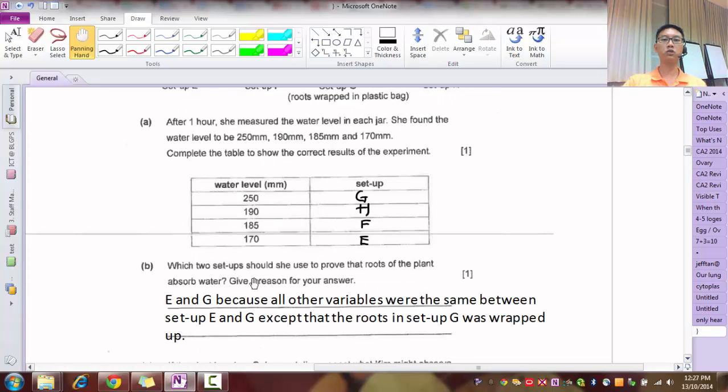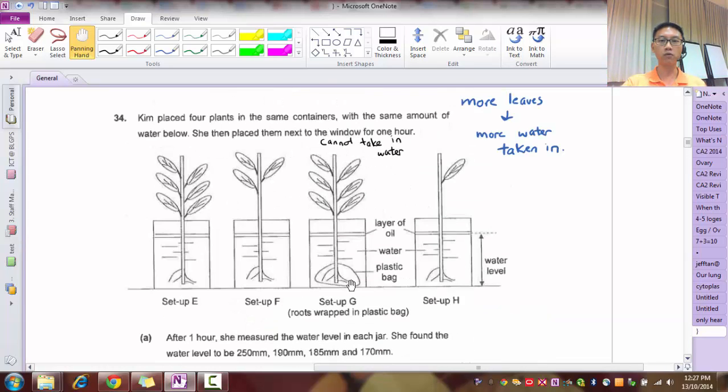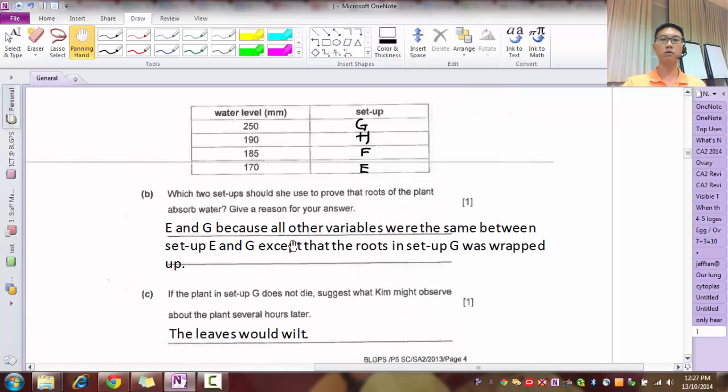Which two setups should she use to prove that roots absorb water? G definitely will be one of them, because it is wrapped in a plastic bag. Now, which is the other setup that I must use? Remember, the variable that will be changing is that the roots cannot absorb water. In E, F, and H, all the roots can absorb water. But all other variables must be kept the same. G has 6 leaves, so I must use E, because E has 6 leaves as well. So E and G, because all other variables were the same between setups E and G, except that the roots in setup G were wrapped up.